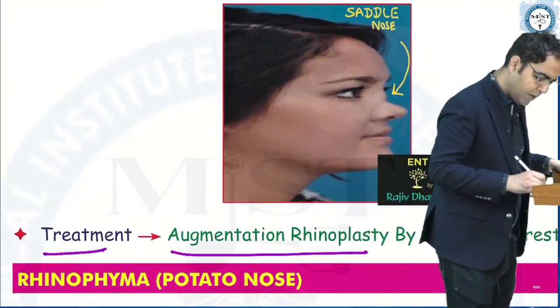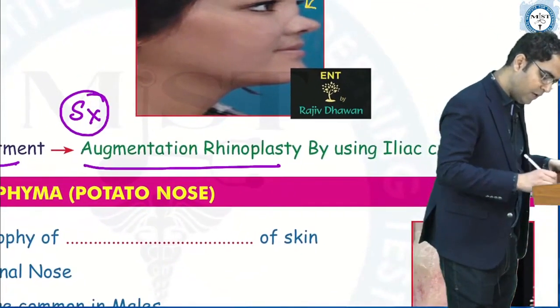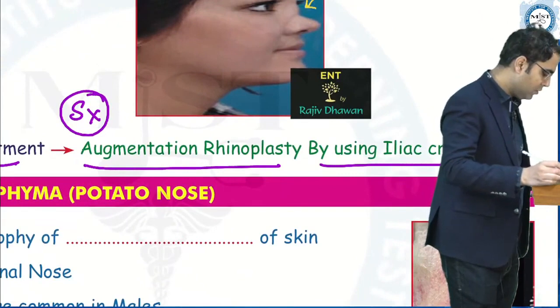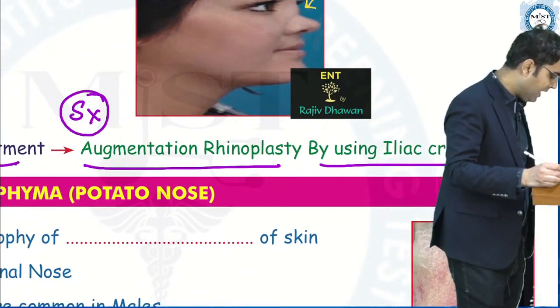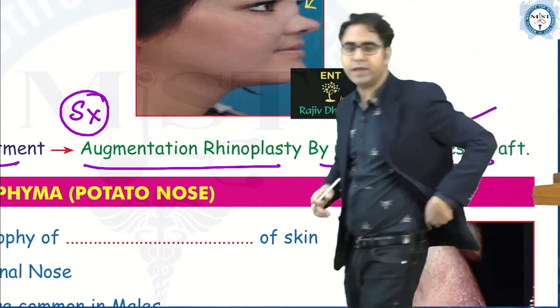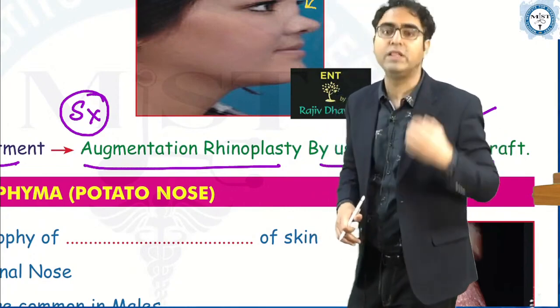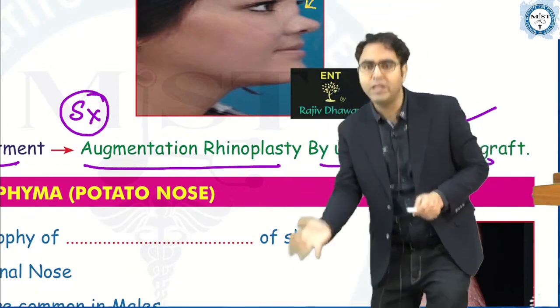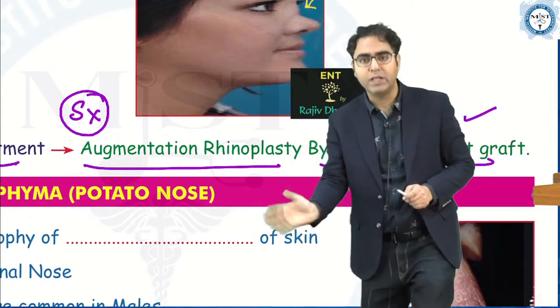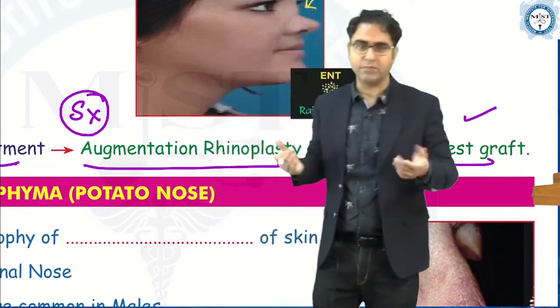Treatment is augmentation rhinoplasty surgery. Augmentation rhinoplasty by using iliac crest graft. You know iliac crest? Where is iliac crest? On the hip bone. This is iliac crest. You take a graft from here and make a small bony graft and put in this area to fill the defect. Augmentation means to fill the defect. Augmentation rhinoplasty by using iliac crest graft.